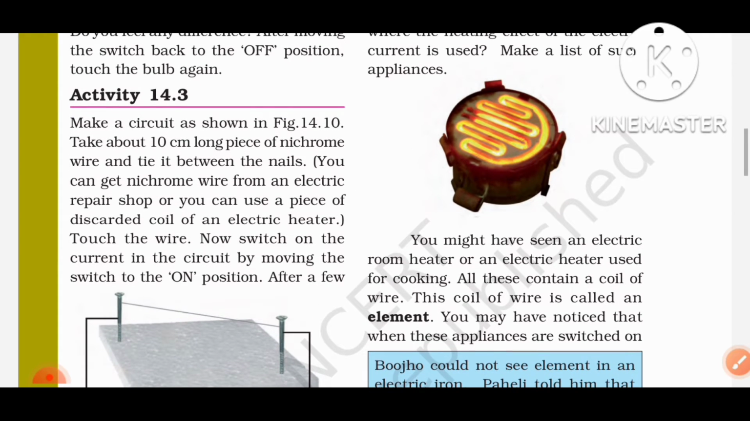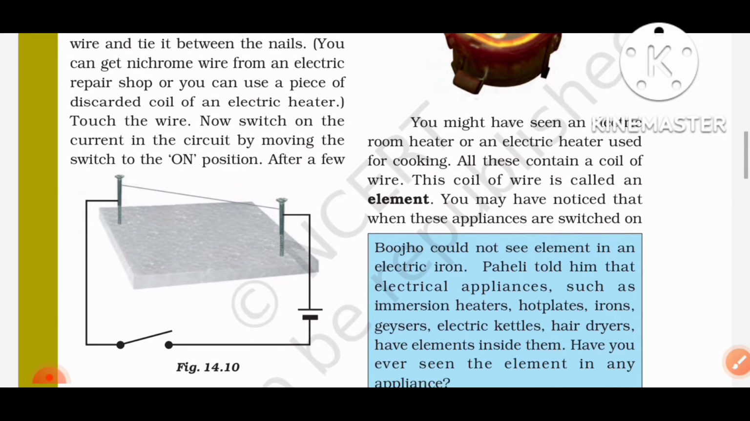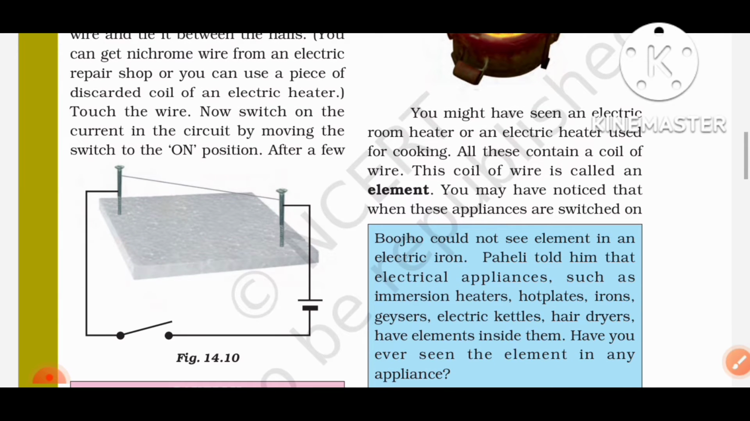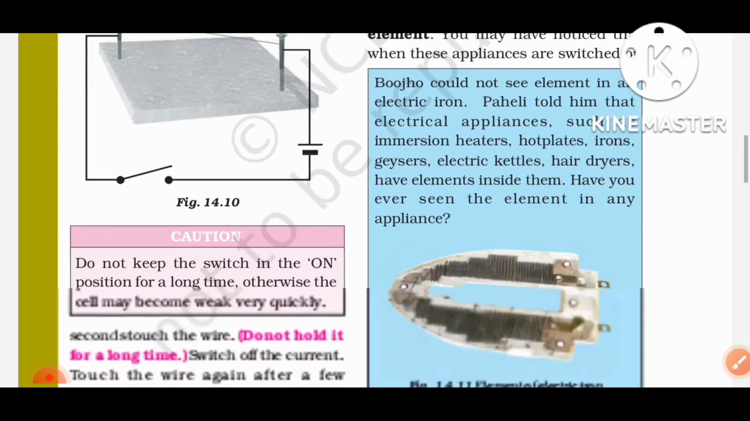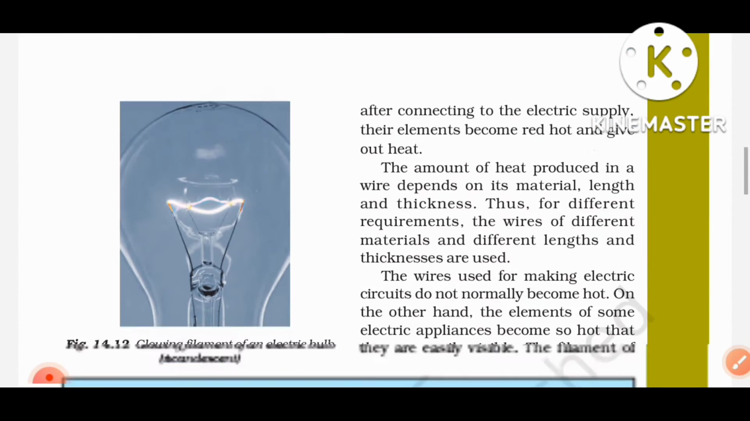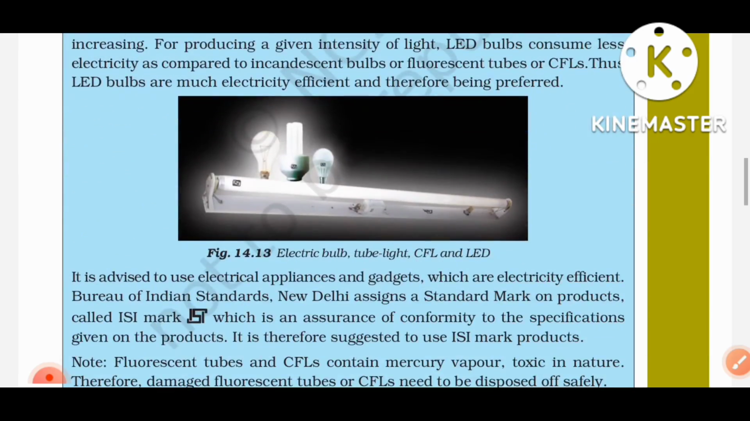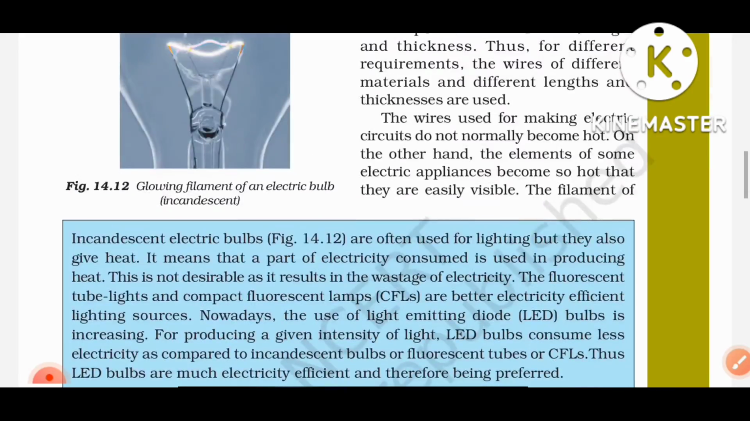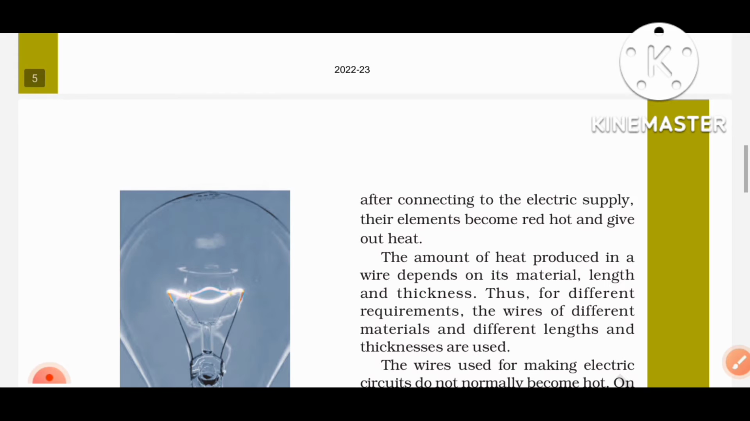You might have seen an electric room heater or an electric heater used for cooking. All these contain a coil of wire. This coil of wire is called an element. You may have noticed that when these appliances are switched on, after connecting to the electric supply, their elements become red hot and give out heat.